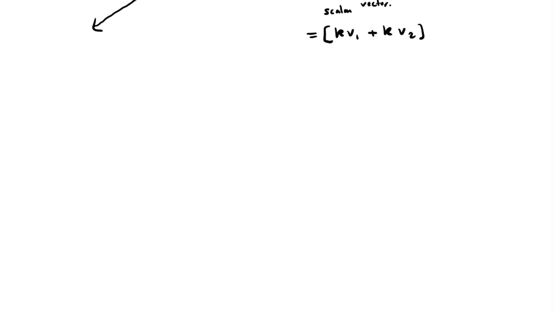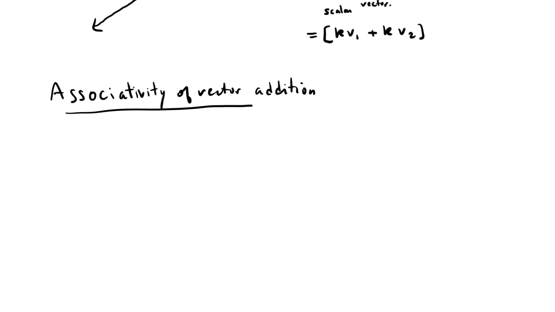What else? There's also something maybe you should be aware of. There's associativity of vector addition. What does that mean? What's associativity? Well, here's what associativity means with numbers.